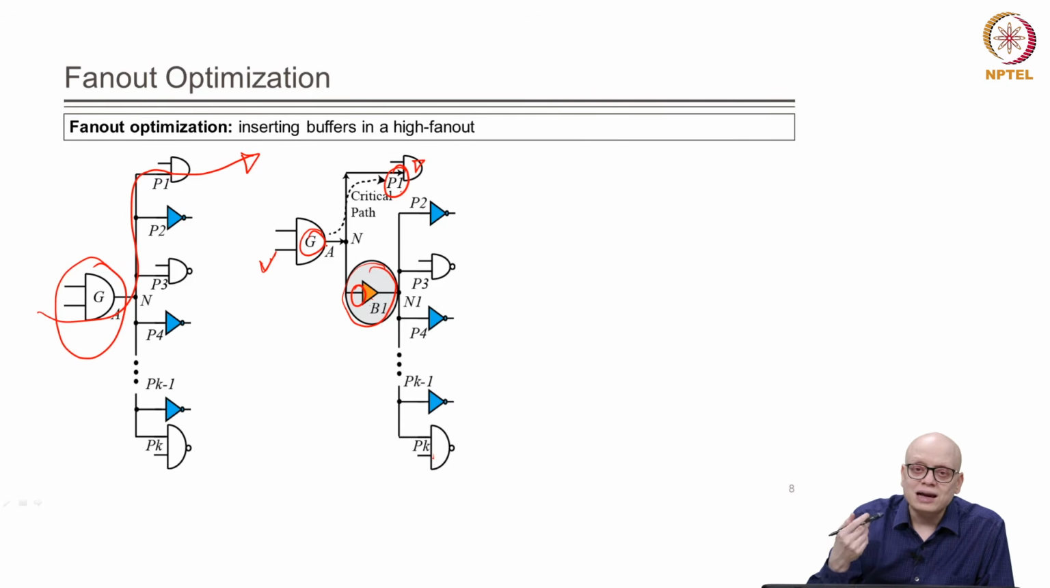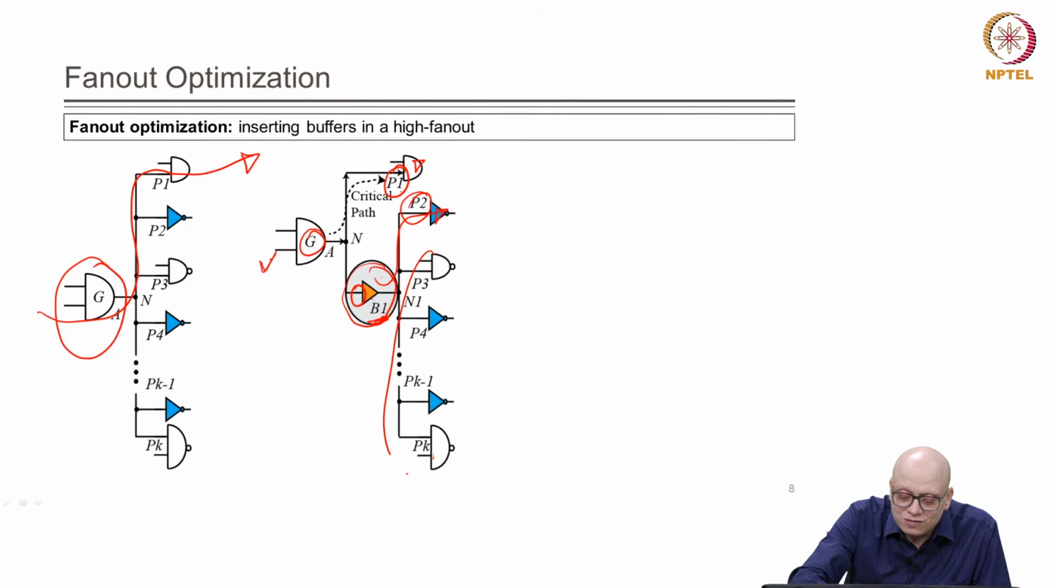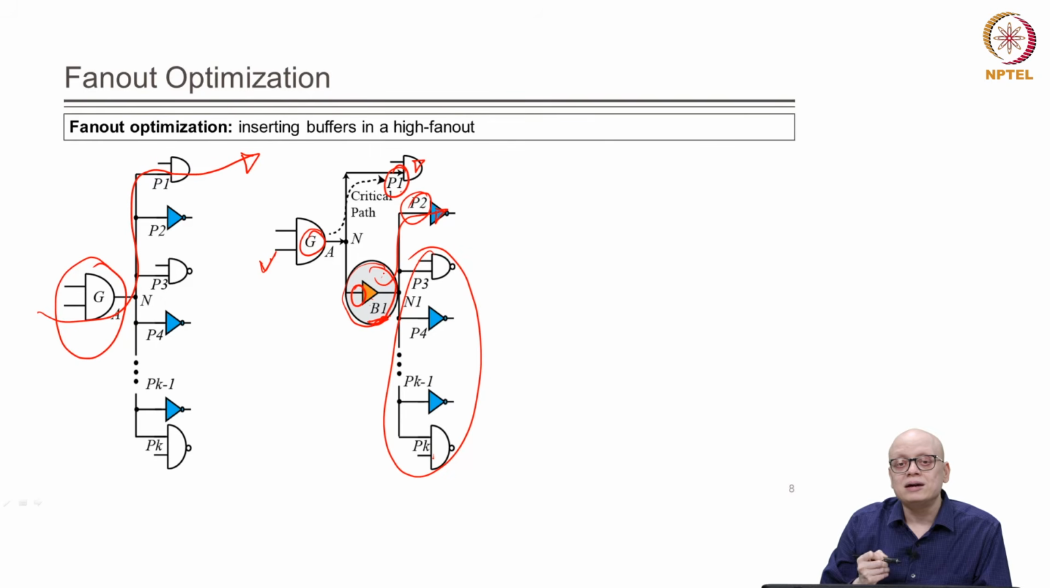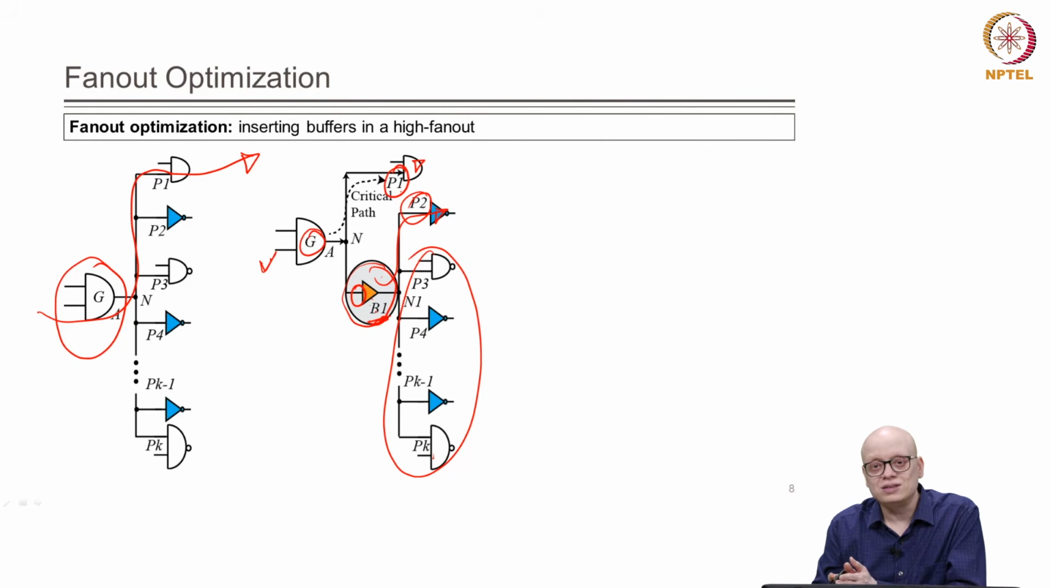Now, if there are more signals which are more critical, then we can add more buffers in these. So, now suppose B1 is still suffering from large delay, and there is some path, for example, P2, which is also next critical. If P2 is also critical, then we can again shield the rest of the sinks from B1 by doing a next level of buffering, and so on.